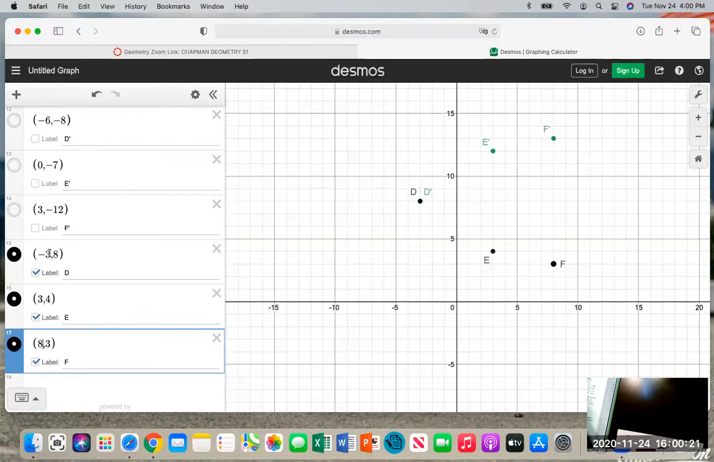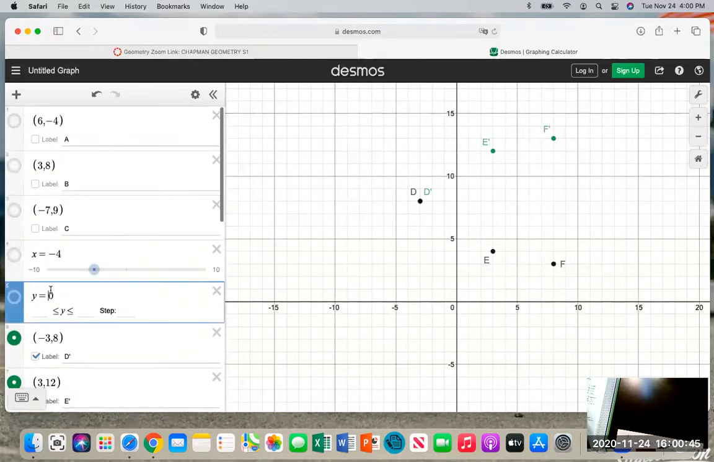I went ahead and added 2 to each of the X values because I wanted to shift all of those points 2 units to the right. Now they are all on top of each other. Now, if you look at this, E's are stacked up, F's are stacked, and D is just on top of itself. So what I think is happening here is we have this line of reflection right here at Y equals 8.